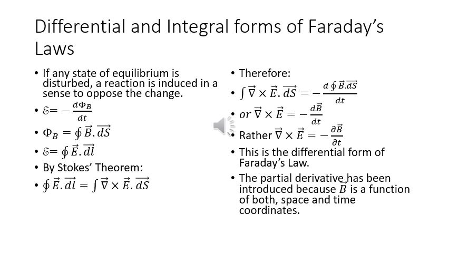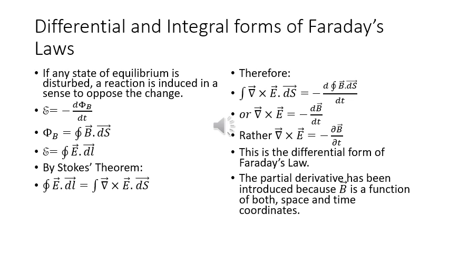Curly E is equal to minus d phi B by dt. Phi B is equal to closed integral B dot dS. Curly E is equal to closed integral E dot dl. From Stokes' theorem, we have closed integral E dot dl equal to integral curl of E dot dS. Therefore, integral curl of E dot dS is equal to minus d by dt of closed integral B dot dS.